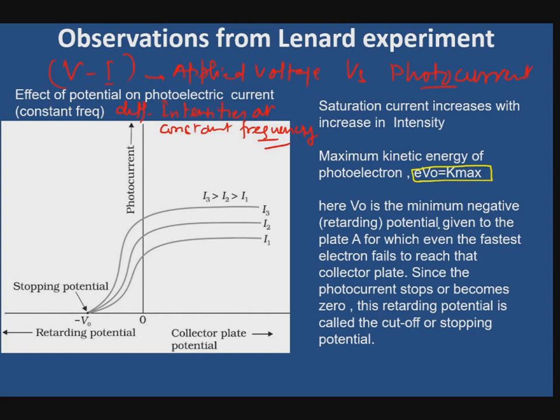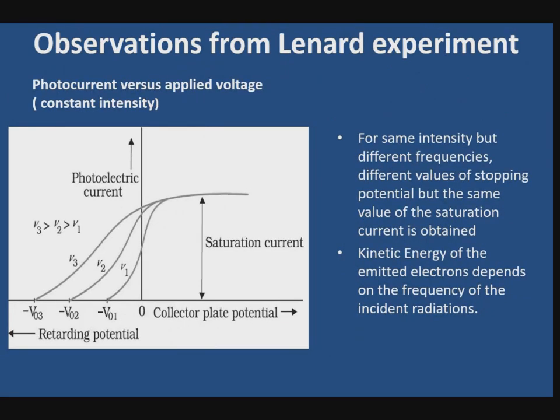V naught is the minimum negative potential given to the plate A, for which even the fastest electrons fail to reach that collector plate. Since the photocurrent stops or becomes zero, this retarding potential is also called the cutoff or stopping potential, right? So this is a very important graph. You must understand it is between V and I for different intensity but same frequency. And next is a graph between, again, applied voltage versus current.